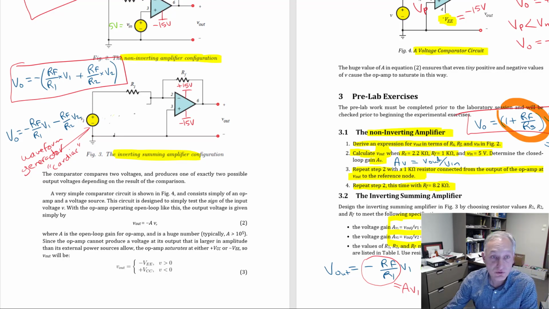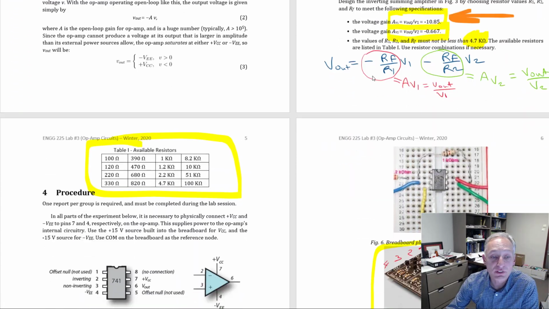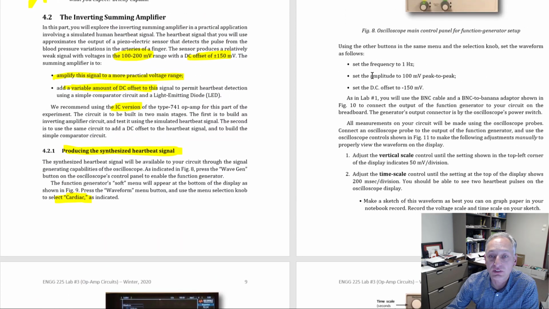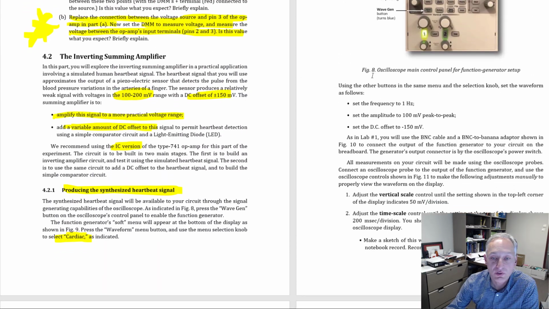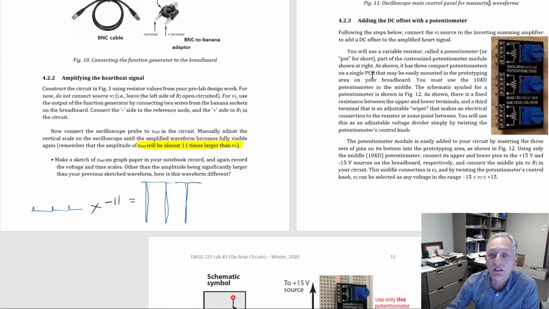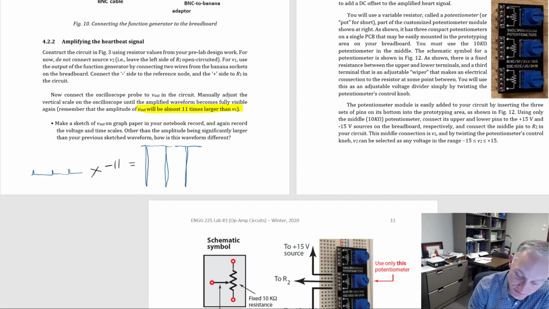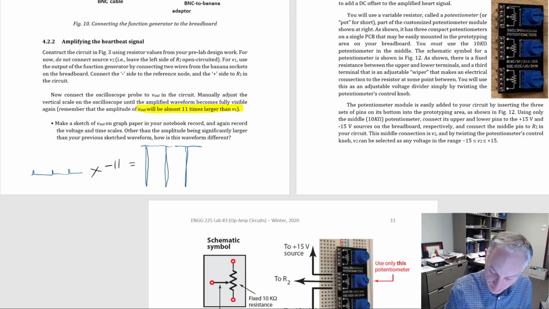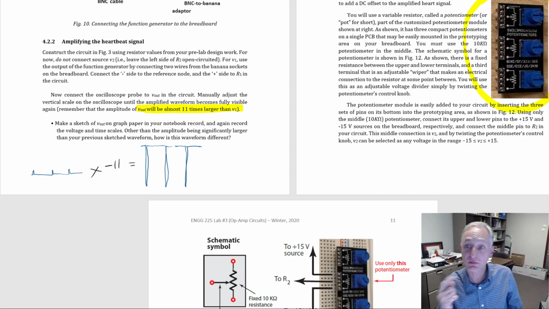So then we're going to do something really interesting. We're going to shift the signal. Let's see, where does it say? Okay, right here, adding a DC offset with the potentiometer. So now what's a potentiometer? There's a circuit shown right here, and that's a circuit that you're going to use.